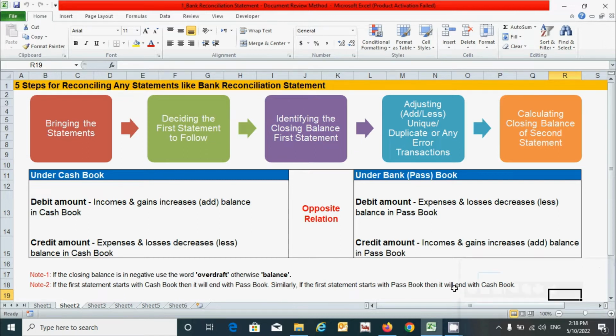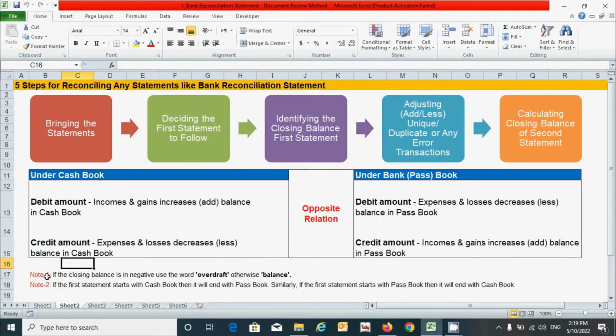Now if I talk about the debit and credit rule under the bank reconciliation statement, the debit amount increases the balance and the credit amount decreases the balance under the cash book, while under the passbook the debit amount decreases the balance and the credit amount increases the balance. Okay, that is, there is an opposite relationship between the cash book and passbook. You can see here.